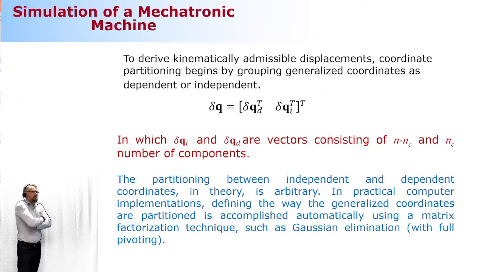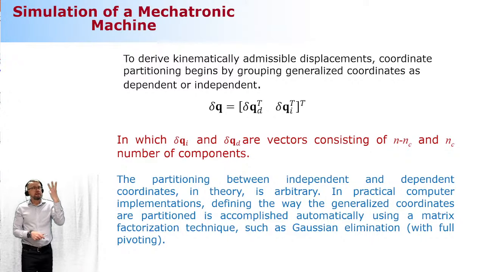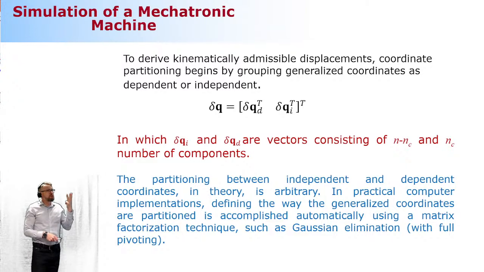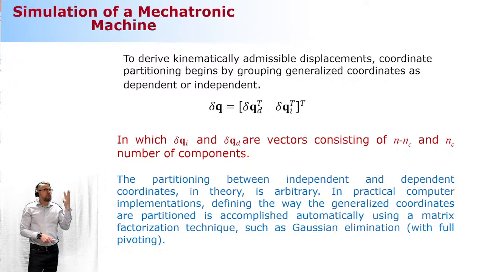How can we make this happen? Obviously, we need to start looking at the variables that are defining the configuration of my system. This crankshaft mechanism consists of three moving bodies, so I will have a total of 9 generalized coordinates. Now, when I look at the number of degrees of freedom, remember, I have 9 coordinates, but I have 8 constraint equations. So I have 1 degree of freedom in my system.